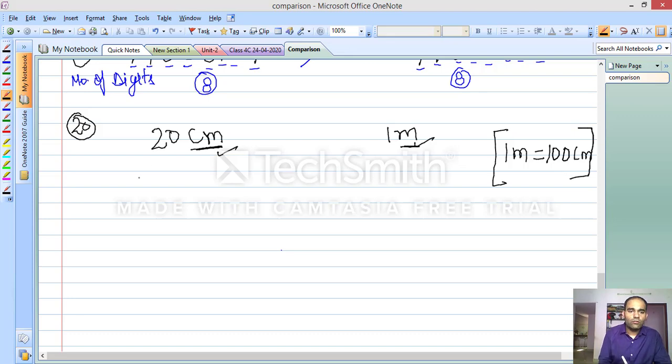So here will be 20 centimeter and 1 meter equals how many centimeters? 100 centimeter. Now both the units are in centimeter, so we can compare the digits. Here is 20, here is 100. Which one is greater? 100 is greater. Good. So this one is greater. Very good. Let's take another example.